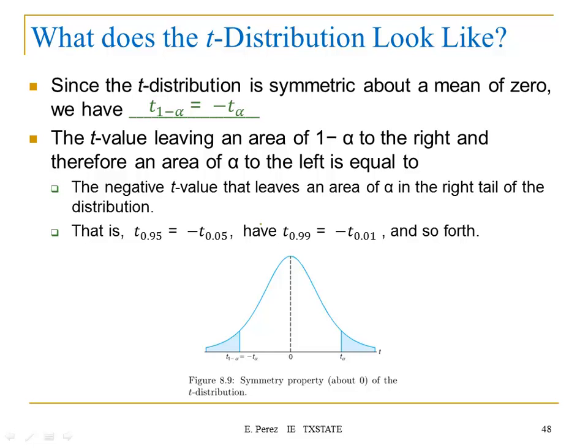So in other words, if you find t of 0.95, that is the same as finding negative t of 0.05. And if you have t of 0.99, then it's the same as finding negative t of 0.01, and so forth. And if you look at the tables that I gave you today, page 1 has the t distribution. So we have the chi-square and the t distribution.